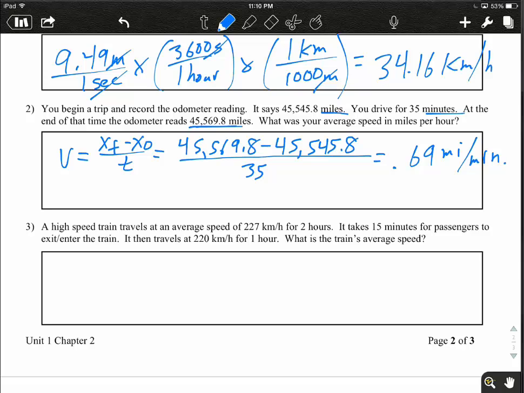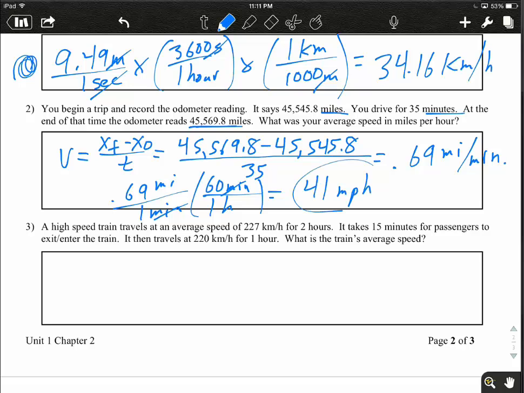Right? And now, just like we did up in here, you would have to convert your miles per minute to miles per hour. So if we are 0.69 miles in every 1 minute, we know that there are 60 minutes in 1 hour, so the units of minutes cancel, and you are left with roughly 41 miles per hour.